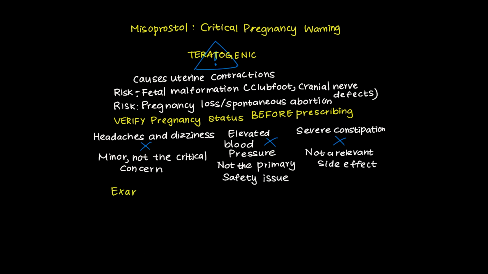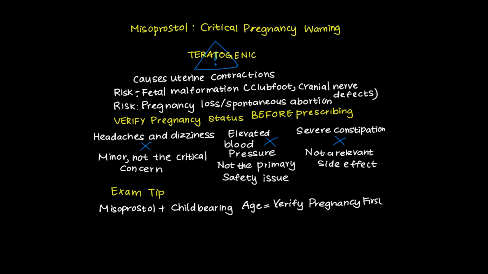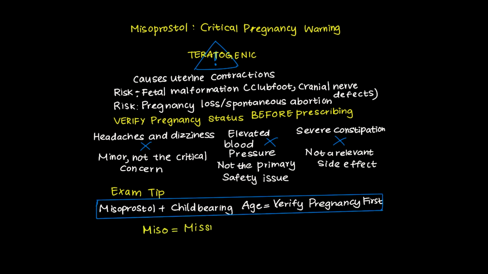Here is a WGU D441 OA exam tip for you. Misoprostol plus woman of childbearing age equals pregnancy safety concern. The answer is always about fetal malformation and pregnancy loss risk. Verify pregnancy status before prescribing. Quick recall hook: Miso means missing pregnancy. Misoprostol can end a pregnancy. Check first.